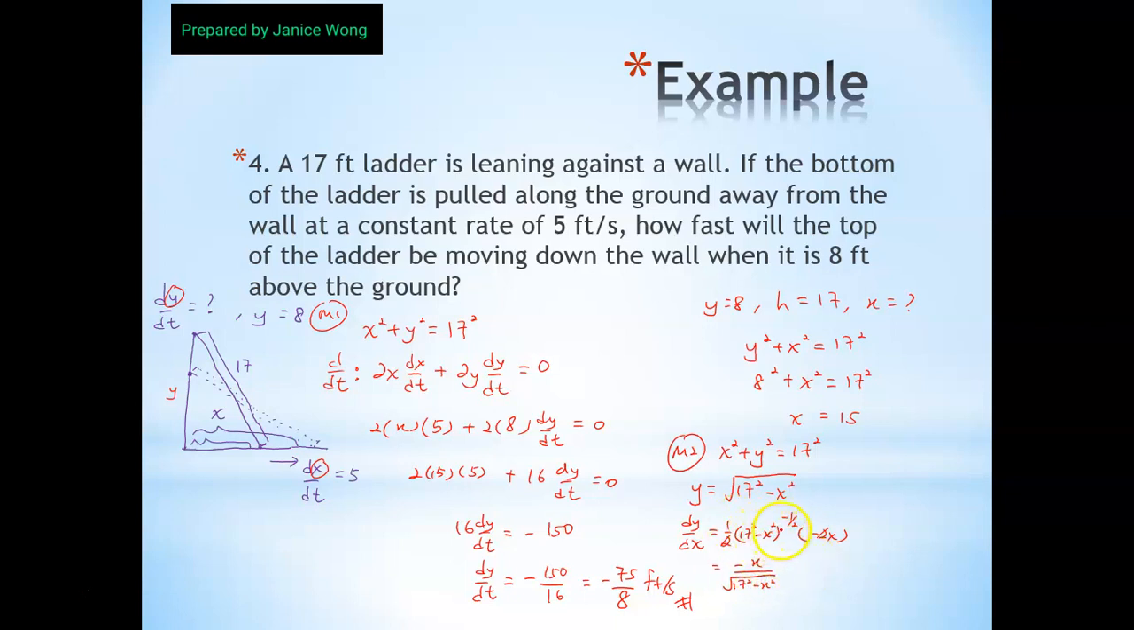After differentiation, we answer the question by using chain rule. dy over dt will then be dy over dx times dx over dt. In between, we put dy over dx, which is negative x over square root of 17 squared minus x squared, times dx over dt, given by the question, which is 5. We need x, so use this technique to solve for x. We get 15. Substitute here. Use the calculator, you will get the same result.